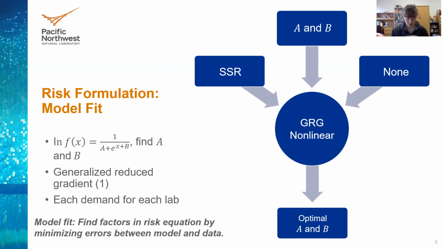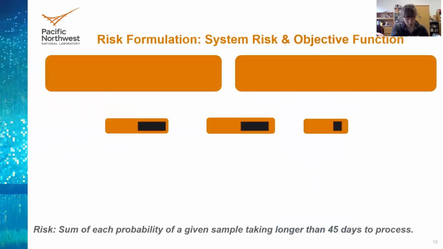And so I ran this for every lab and every demand level, so each of 8 labs and each of 5 demand levels, to find the best model for each scenario. From there, we were able to formulate system risk as the sum of the risk at each lab, and individual risk at each lab was just the probability that a sample would take longer than 45 days to process. So that is the f of x in the equation shown in the previous slide. And so we defined total system risk as the sum of all of those.